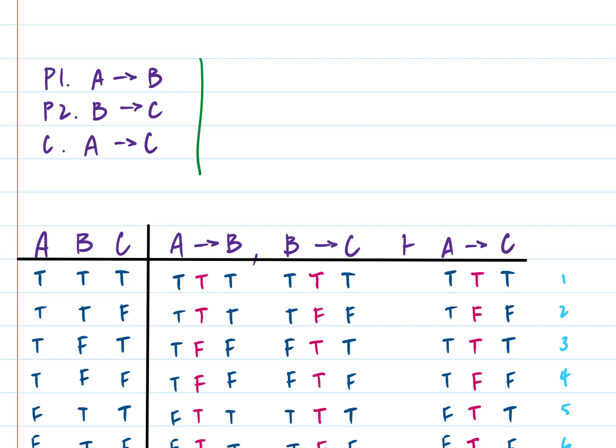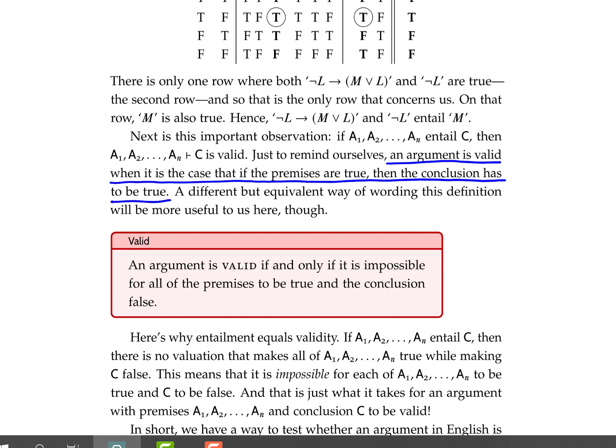Okay, so maybe you can see just by looking at it that this argument is valid. Let's remind ourselves of the definition of valid. An argument is valid when it is the case that if the premises are true, then the conclusion has to be true. Remember that in this definition, what we're talking about is just if the premises are true, then what does that mean for the conclusion? Does the conclusion have to be true, or does it not have to be true? If the conclusion has to be true when the premises are true, then the argument is valid.